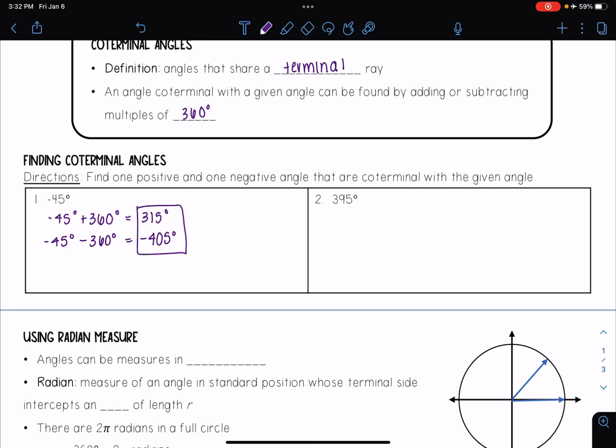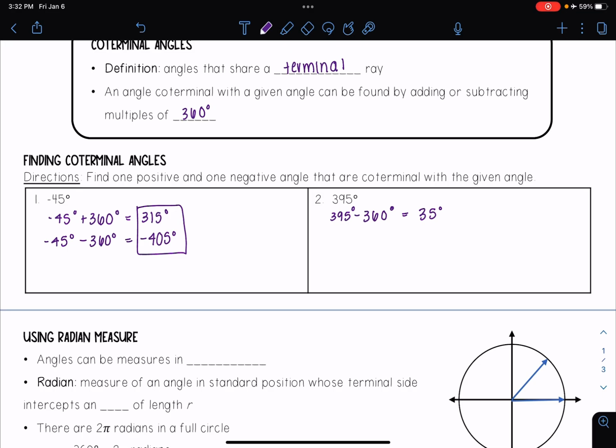Okay, let's do one more. So now I have 395 degrees. So first I want to go ahead and find a positive. I see if I subtract 360 from it. So I do 395 degrees minus 360 degrees. I get 35 degrees, which is my positive angle.